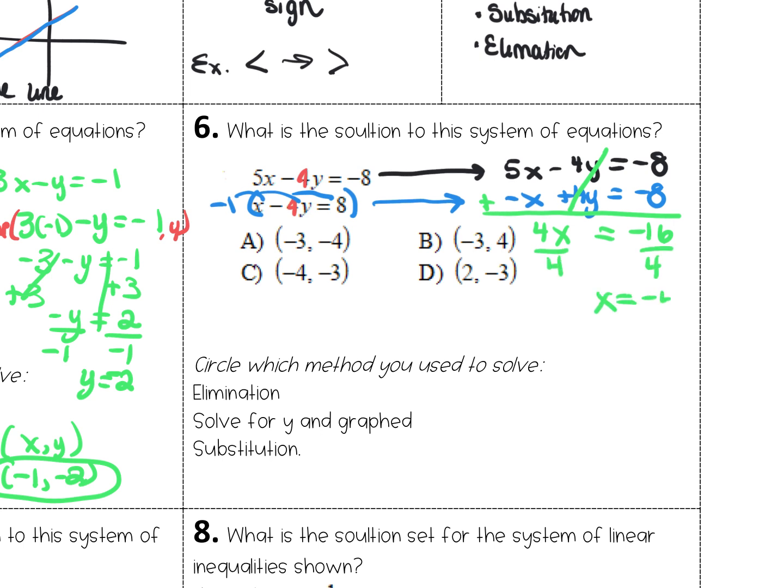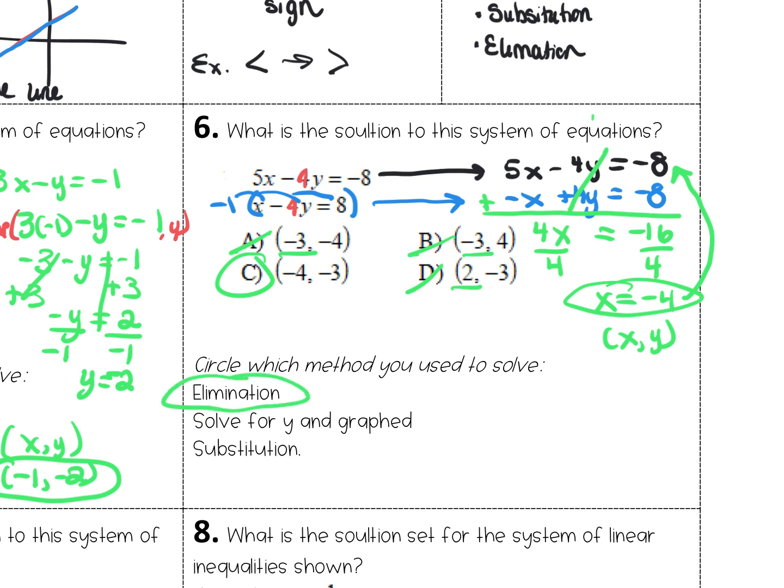X equals -4. Now remember, in your ordered pairs, x comma y. Now if you look at all these x values, that's not right, that's not right, that's not right. Letter C is the only one that has the right x value. But do remember, you can plug this x back into the other equation, and solve for y to find the y value. And in this method, because I added the 2 equations together, I used elimination. I eliminated right here the y variable.